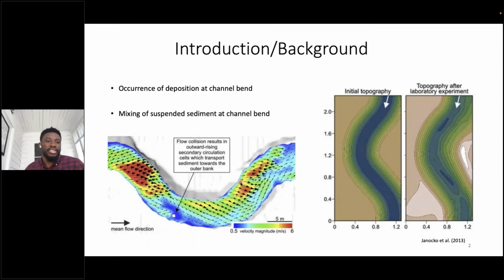Yes, so currently what we know about turbidity current interaction with sinuous submarine channels is that there's occurrence of deposition at channel bends, and this has been pointed out by Janocko et al. in their 2013 paper, where they used laboratory experiments to show that as a turbidity current negotiates a channel bend, there's often deposition within the channel as channel fill deposits and also at adjacent inner and outer levee areas. They also used numerical modeling to show that there's mixing of suspended sediment at channel bends. Again, they show that as the current negotiates the bend, it collides with the channel walls, and this flow collision results in a secondary circulation cell that is capable of transporting sediment to the outer bank area and even bypassing the channel bend.